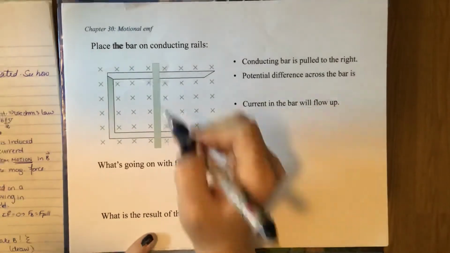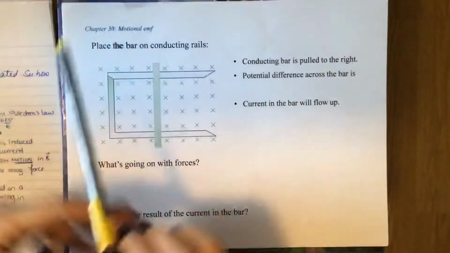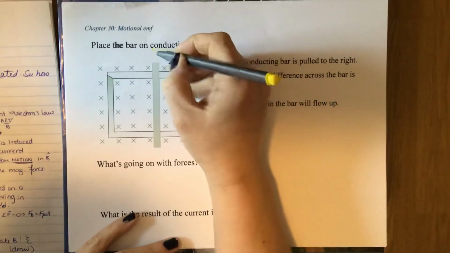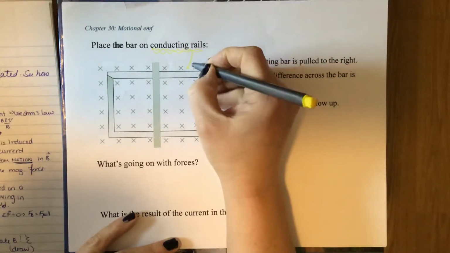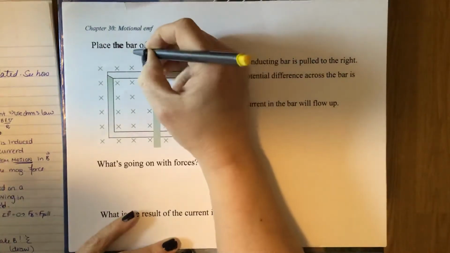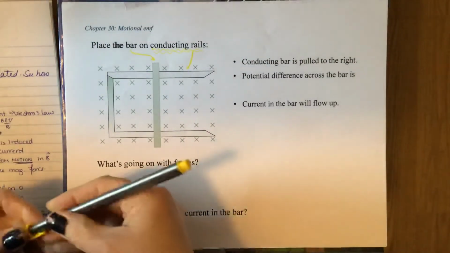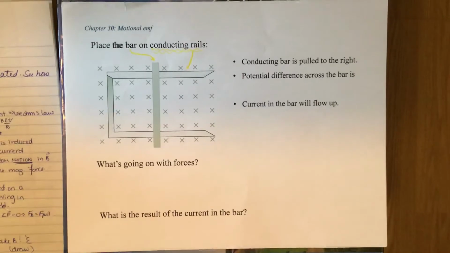So let's start by taking our conducting bar and let's place the conducting bar on conducting rails. So we're placing them on conducting rails. These are the rails, and this is the bar. So now what we have is a circuit. So we've made a very simple circuit.